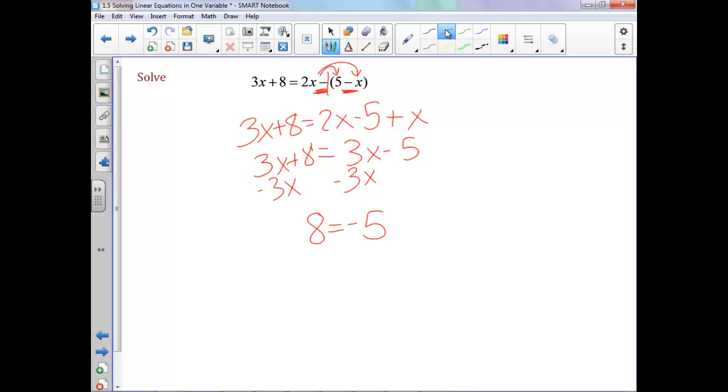Well, 8 doesn't equal negative 5. So this means there's no solution. This means no matter what we pick for our value of x, nothing is ever going to work. There are no solutions that will work in this equation.